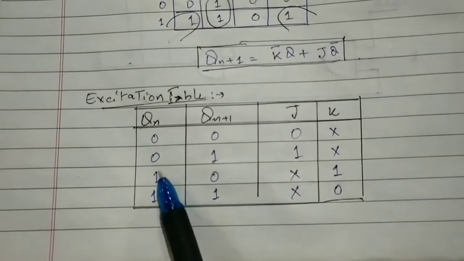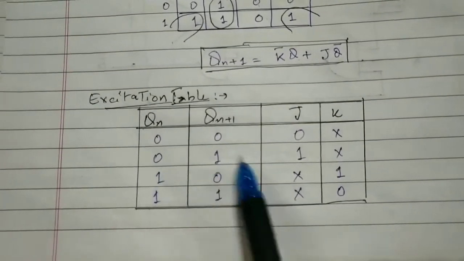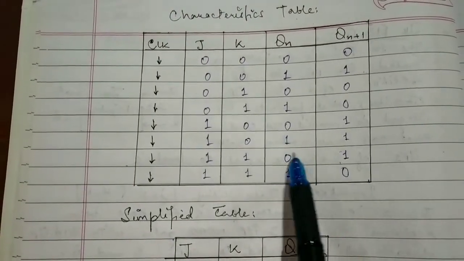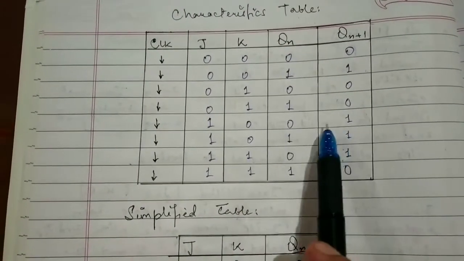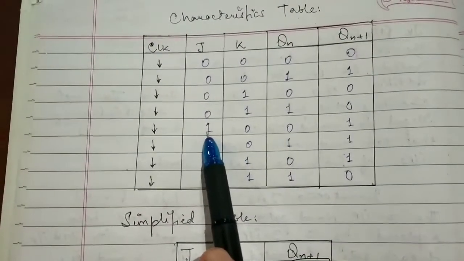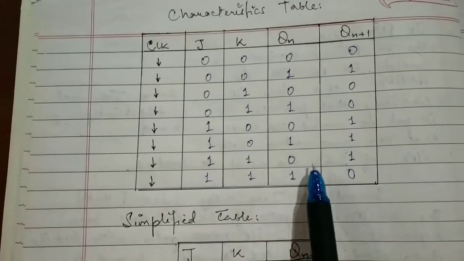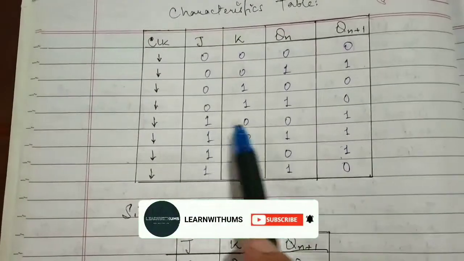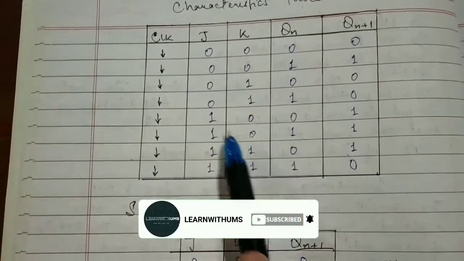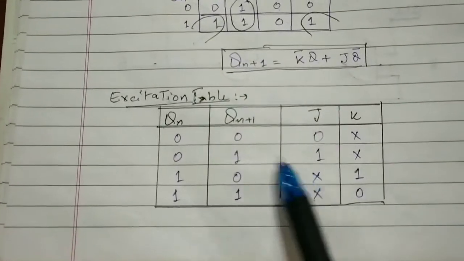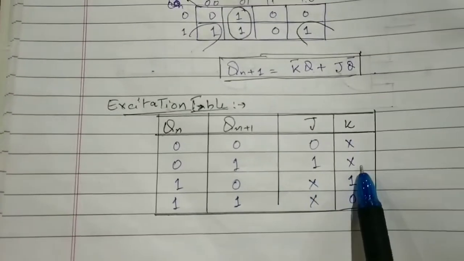Now similarly for the second entry 0 1, we check the characteristic table: 0 1 is here, and 0 1 is here, and we check the corresponding J and K values. For this one J and K are 1 0, and for this one it is 1 1. So J is not changing at 1, and K is changing, 0 to 1. So we write 1 don't care in the excitation table. For 0 1 we write 1 don't care.